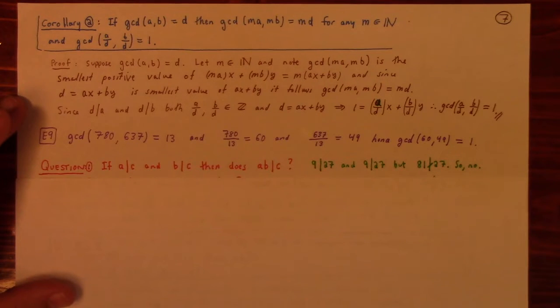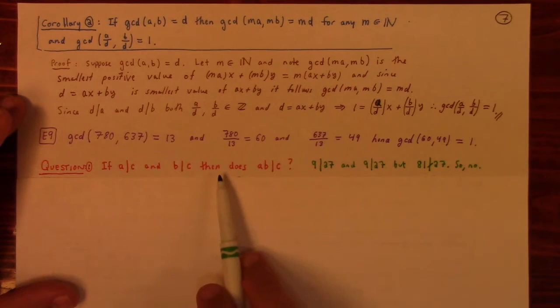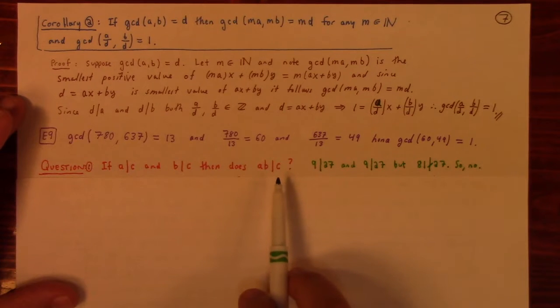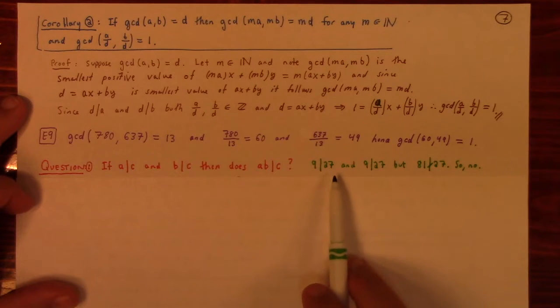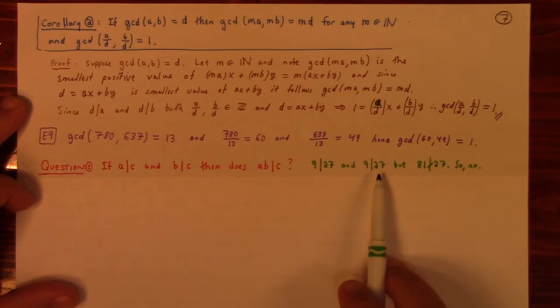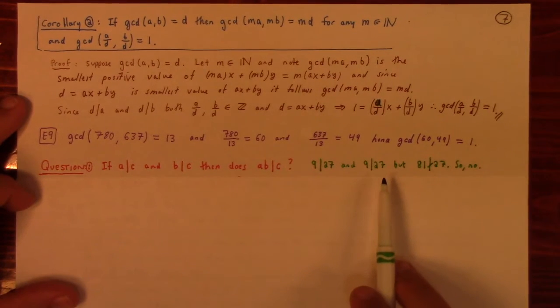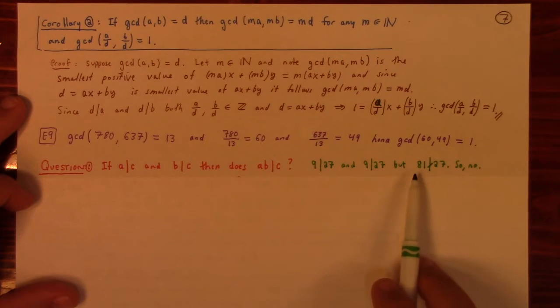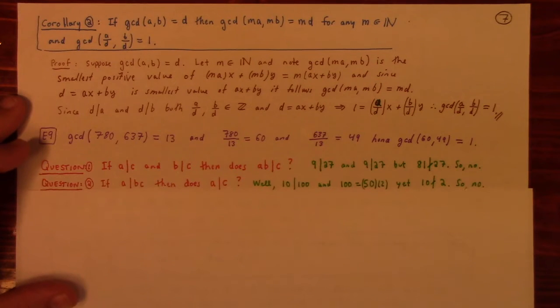So let me ask some questions now. The property of coprime is important. Let's see how not having coprime affects us. Number 1, if we have a divides c and b divides c, is it the case that ab divides c? Well, in fact, it's not the case, because check it out. We could have 9 divides 27 and 9 divides 27. I just took a and b to be equal. But certainly 9 times 9 is 81. 81 does not divide 27, so nope. The answer is nope.